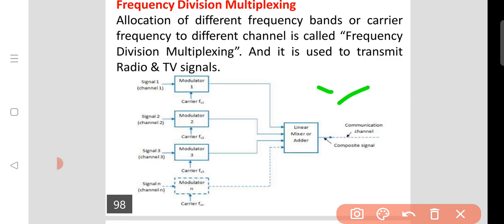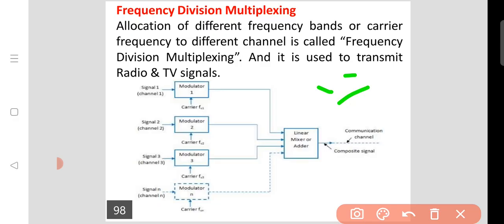We send them in parallel at a time. So using frequency division multiplexing, different channels are accommodated in a single channel or single medium using different frequency ranges. In other words, the entire bandwidth of our spectrum is divided among different channels. The allocation of different bands or carrier frequencies to different channels is called frequency division multiplexing.